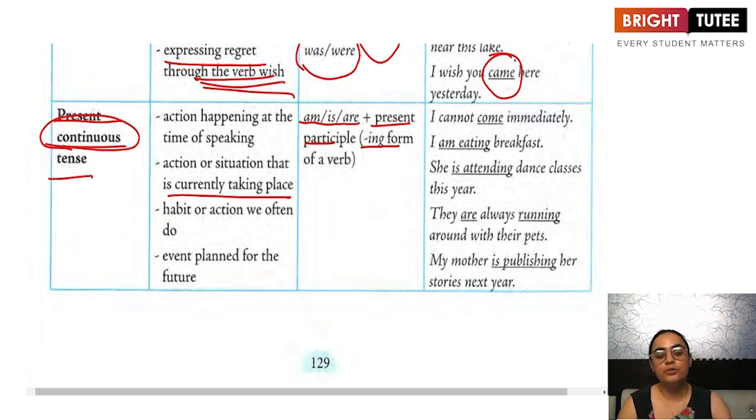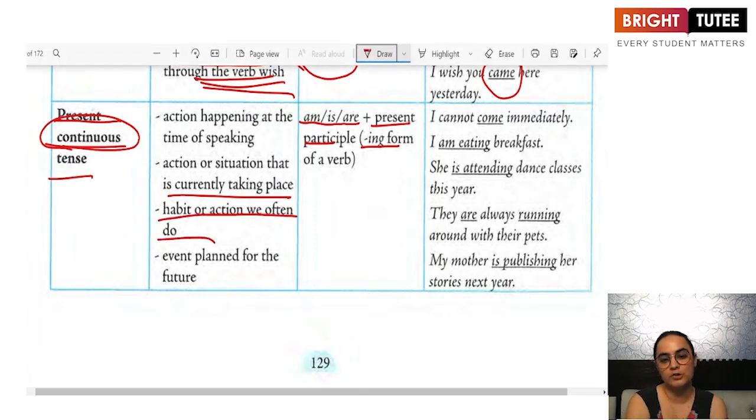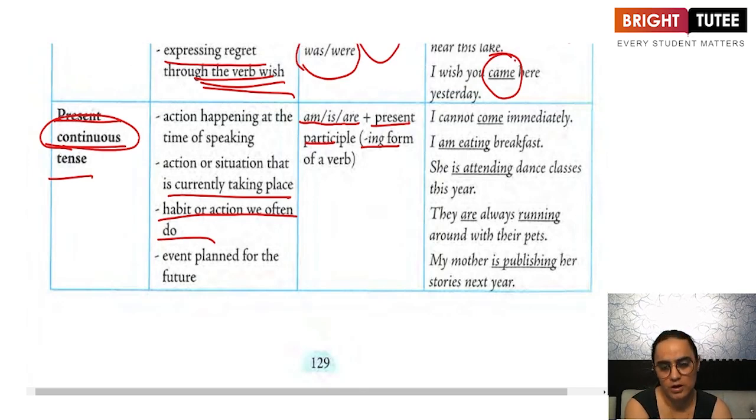Next, we use the present continuous tense to talk about those habits or actions that we usually do. I am always running late. They are always fighting with each other. She is always cooking something in the kitchen. We are always looking forward to meeting you. So the word always, the adverb always, basically represents an action which is a habit or an action that is often repeated.